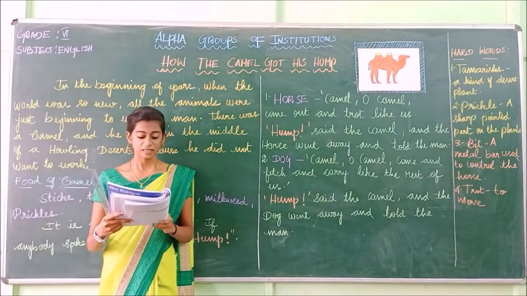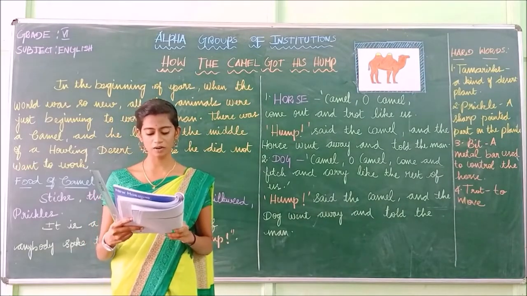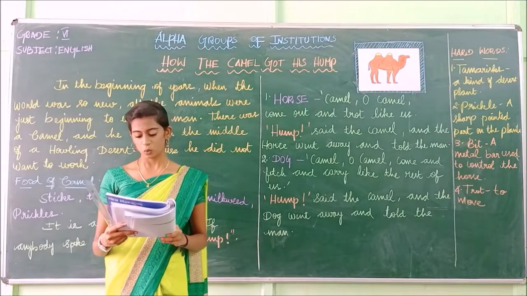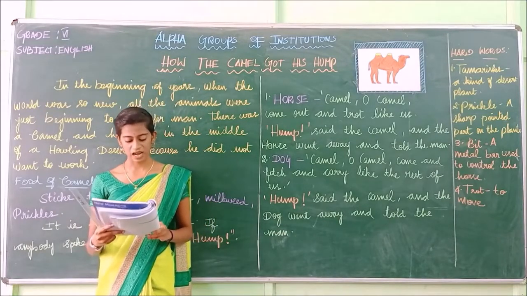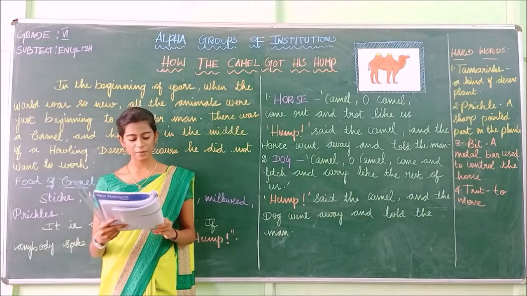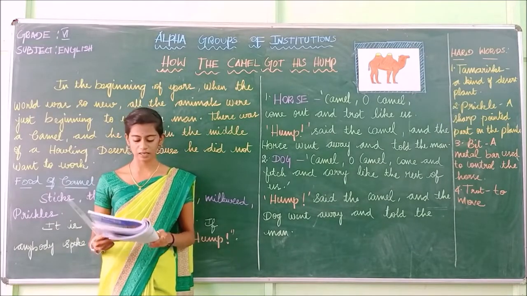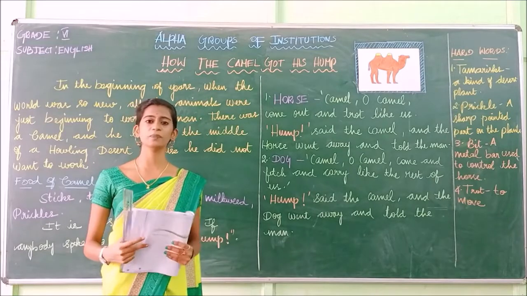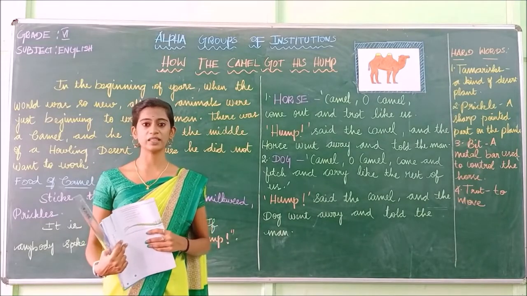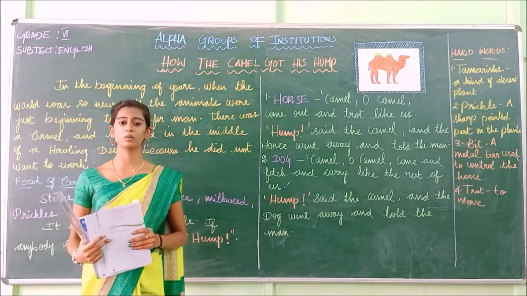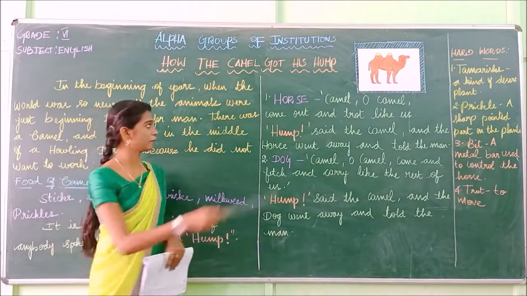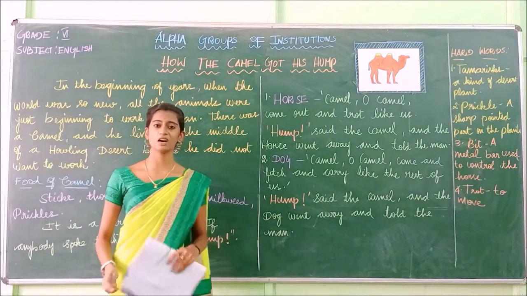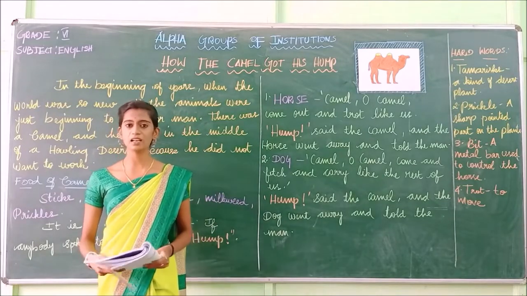Okay, next. The horse came to him on a Monday morning with a saddle on his back and a bit in his mouth and said, Camel, oh camel, come out and trot like the rest of us. So the horse was introduced on the day of Monday. At the time, who came? A horse came with the saddle on his back.